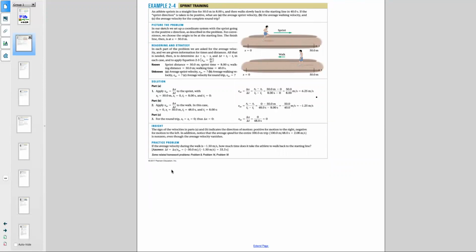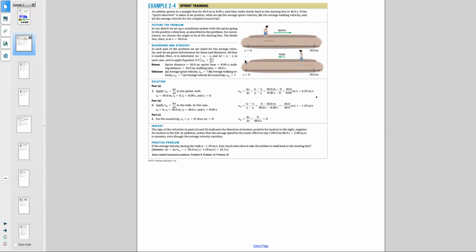So what we have is this guy starting from x equals 0, moving very fast to this point, which is marked 50 meters. Okay, so we know that this distance is 50. And then walking back from that point, walking back to where he started his exercise.